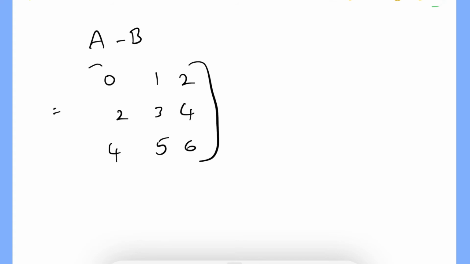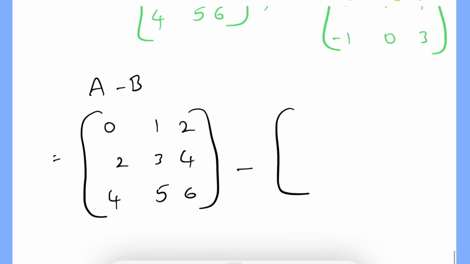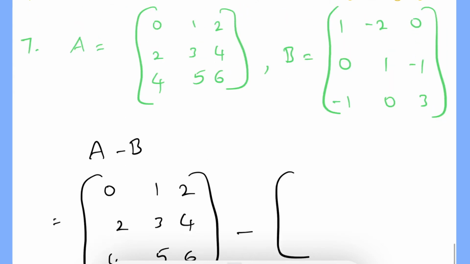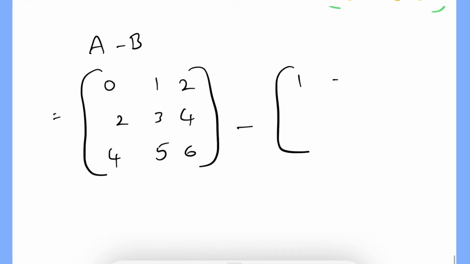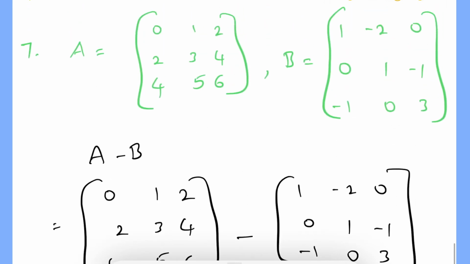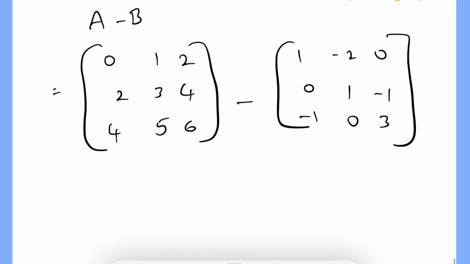This is matrix A minus matrix B: 1 minus 2 0, 0 1 minus 1, minus 1 0 3. Subtraction is the same as addition, only the corresponding elements we need to subtract.